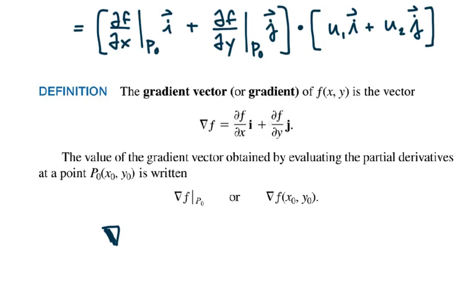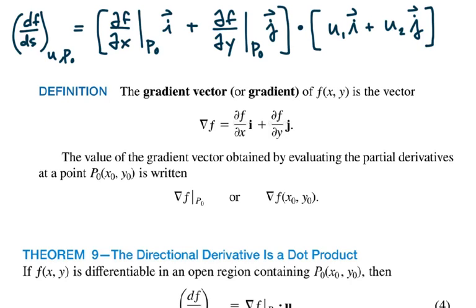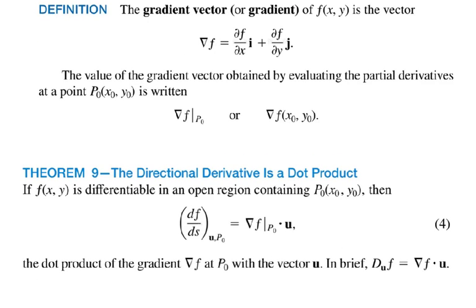And so what this is telling us, remember what we calculated up here. We said the directional derivative of f with respect to s in the direction of u at p naught. This was my directional derivative, and the directional derivative was a dot product of this gradient vector times the direction unit vector u. So we can restate the directional derivative as a dot product. We have a new theorem, and that's right here. And this just says that the directional derivative is a dot product.